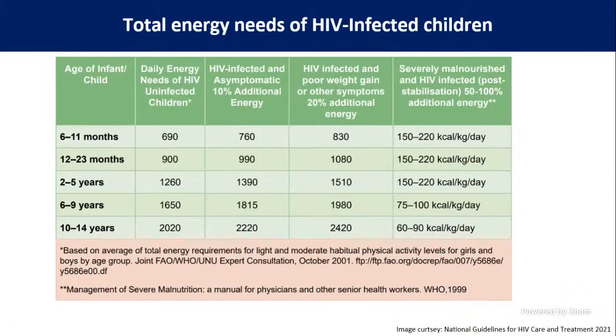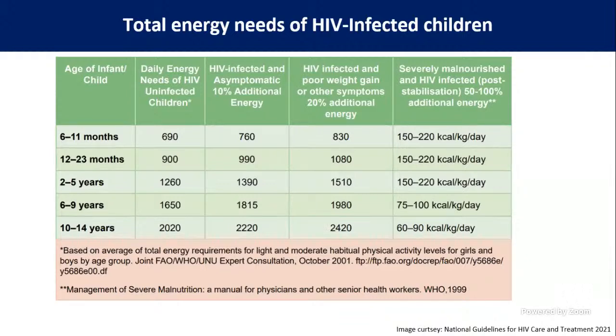If our child in addition has poor weight gain, or has other additional symptoms, the last column, the second column and the last column. So if he is HIV infected, along with that he already has weight faltering, or he has conditions that increase his energy need. Remember, we spoke about chronic lung disease, persistent diarrhea, tuberculosis. Such a child's energy needs get increased by 20%. And this table just shows what it means for various age groups.